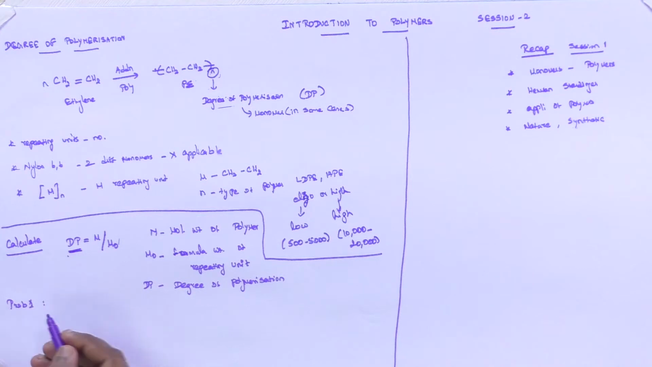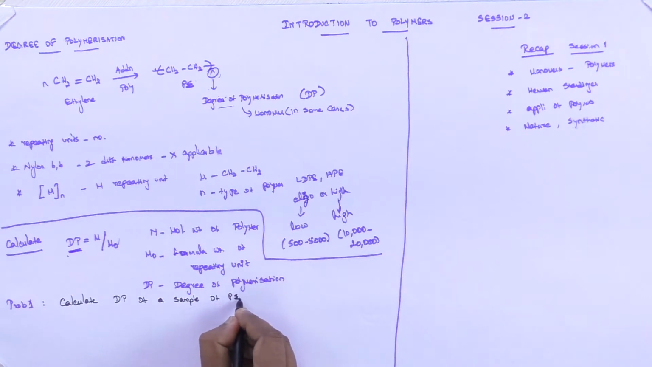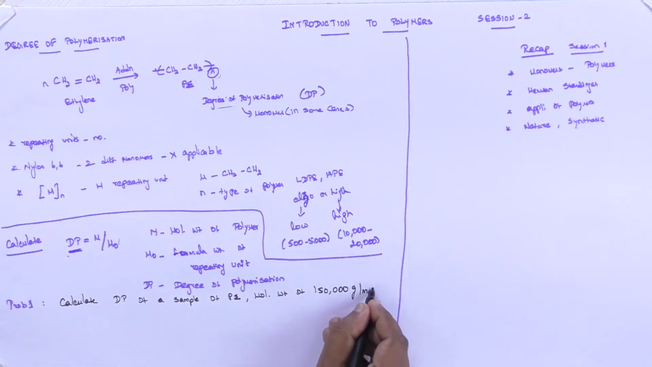Problem 1. Calculate the degree of polymerization of a sample of polyethylene, PE, having a molecular weight of 150,000 gram per mole. You assume this is the question. So, you have to calculate the degree of polymerization.